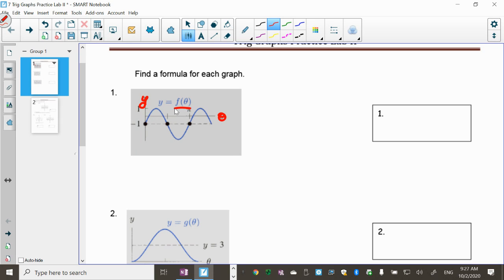So the first thing I do is I write down "looks like," because I'm asking for a formula. Then I write down amplitude, frequency, period, and midline.